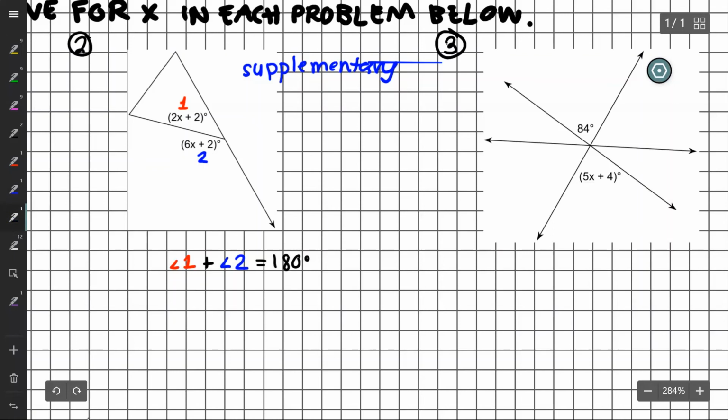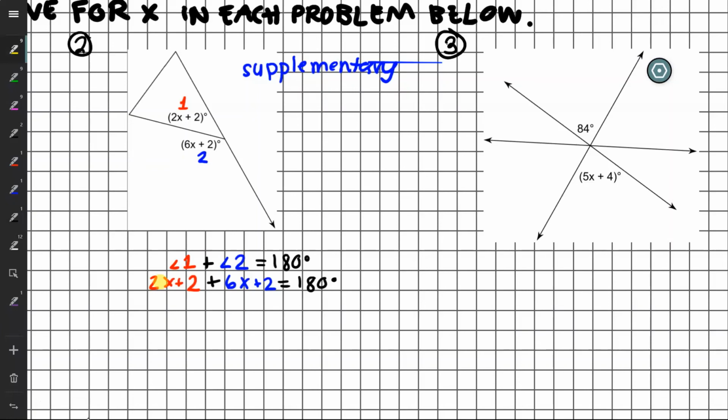equals 180 degrees. And I'm going to do the same thing as I did before and take the expressions that are given for each angle and substitute those in. So I have 2x plus 2 instead of angle 1 plus 6x plus 2 instead of angle 2, and this equals 180 degrees.